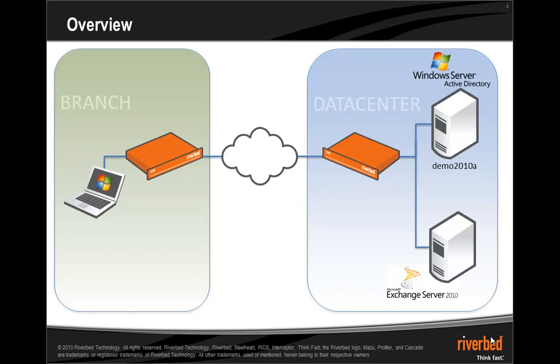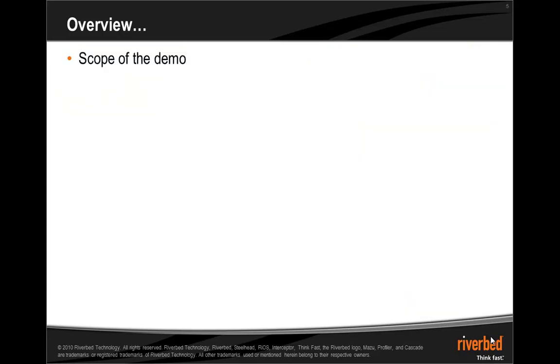In our demo, the Active Directory server is called Demo 2010A. The Exchange server is called Demo 2010B, and our domain name is contoso.com. Keep these host names in mind as we run through the demo. We'll be using them throughout the demo as we run through the various configurations.